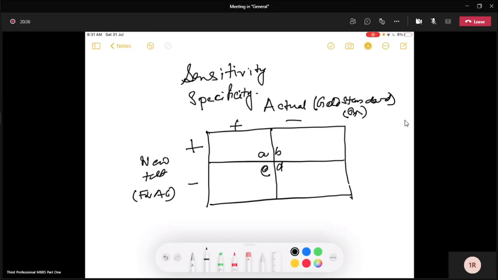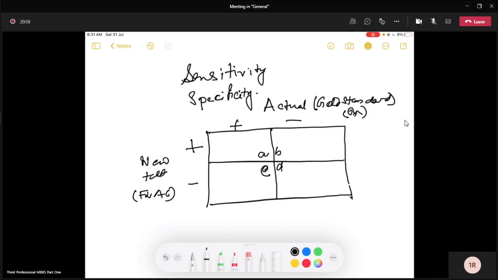In which the new test is correct? We have to assume that the gold standard is telling us the true story and the new test is telling us the new story. So in which of the cells is the new test correct? Can you tell me that?